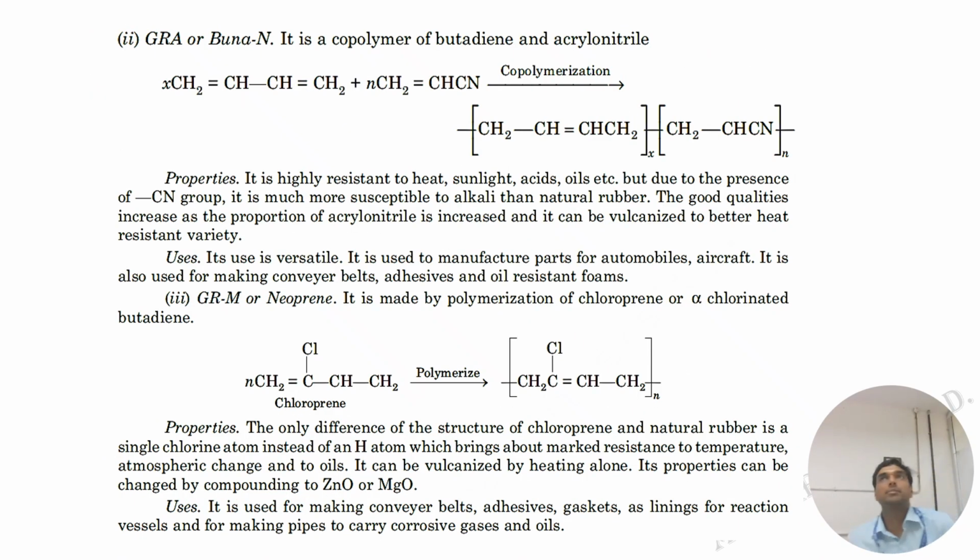And Buna N is basically acrylonitrile, CH2=CHCN, and 1,3-butadiene. If you go for copolymerization, the double bond is very important. So what is the use? It is versatile. It is used to manufacture parts for automobiles and aircraft. It is also used for making conveyor belts, adhesives, and oil resistant products.